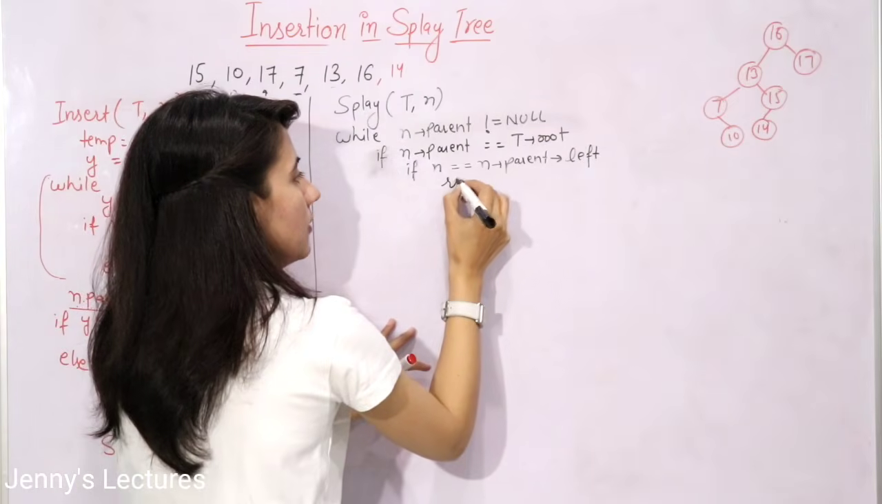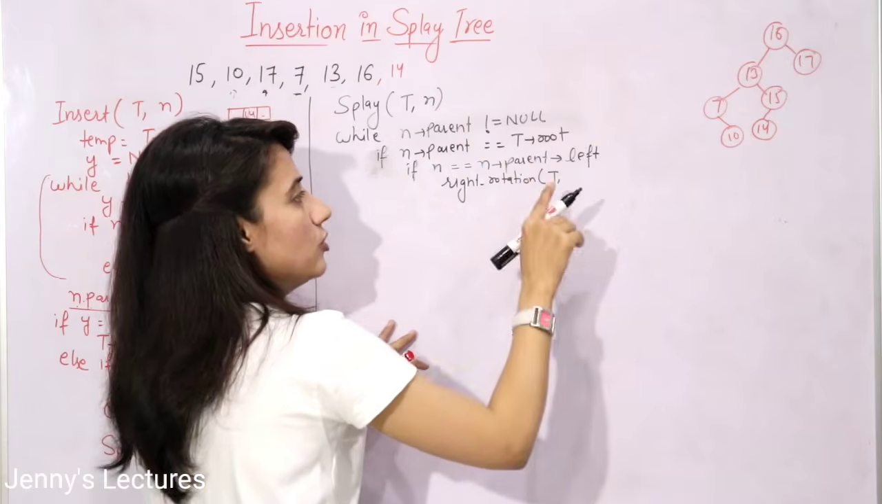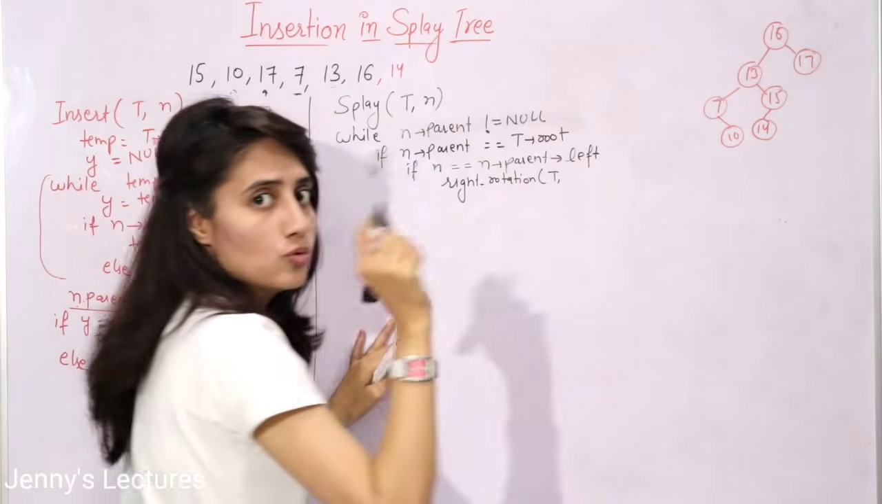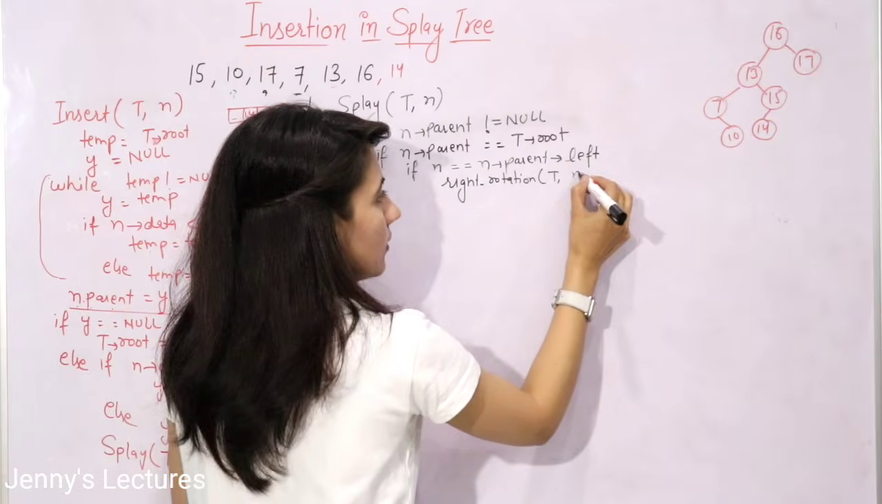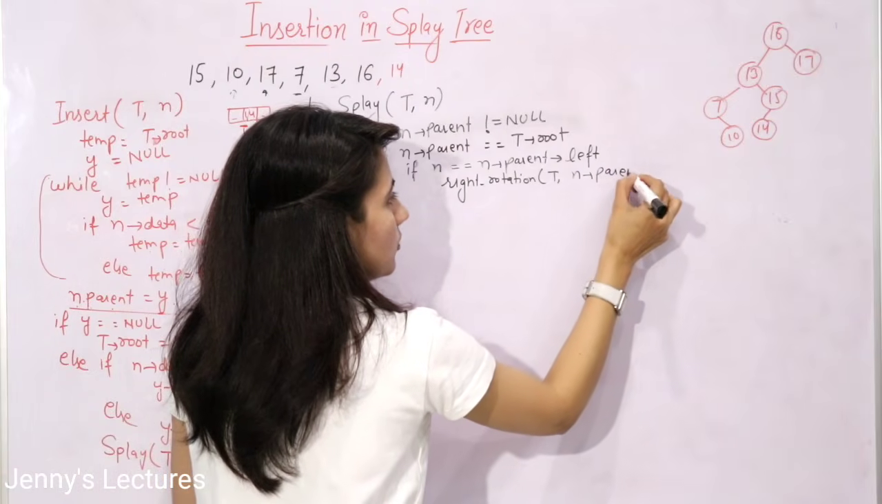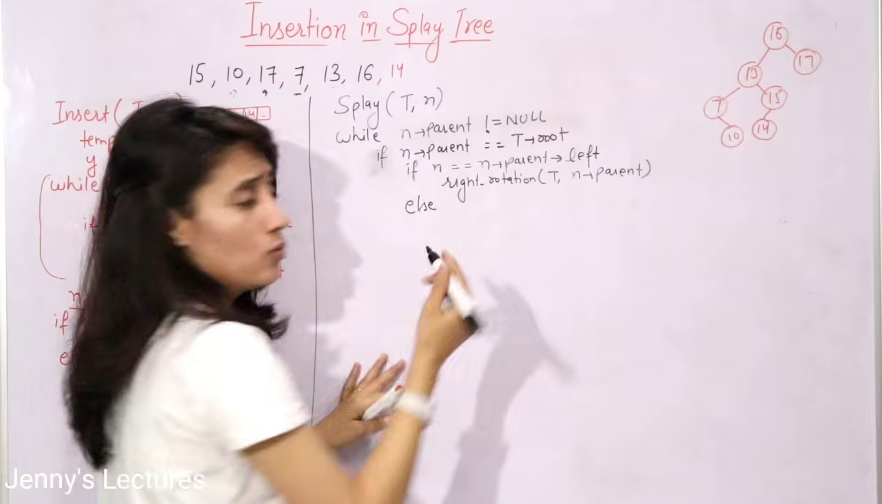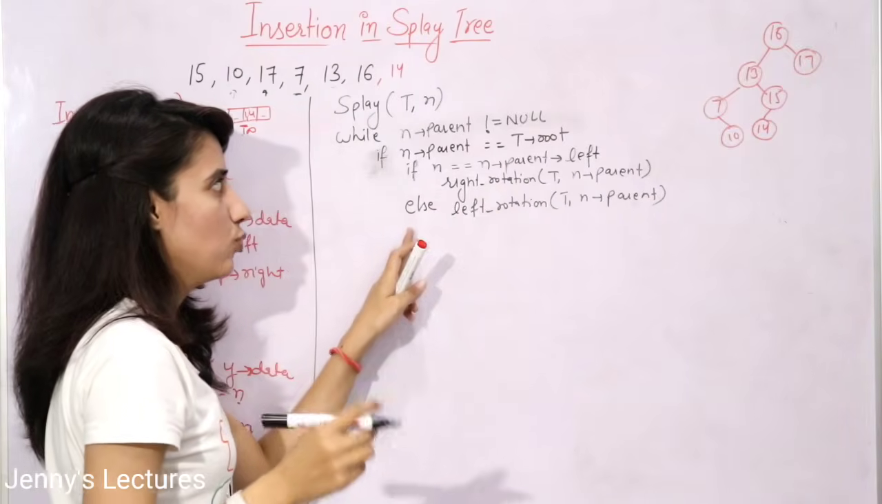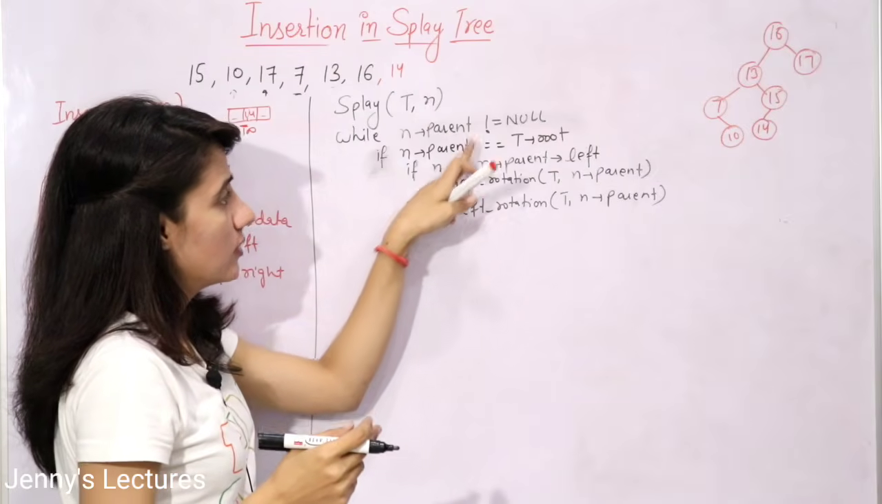So here you will write right rotation on the tree, on which? On the root, or you can say on the parent of this N. So here you can pass parent of N. Else obviously we will do left rotation. Now this is one case. Second, you see this is one case, this is second case.